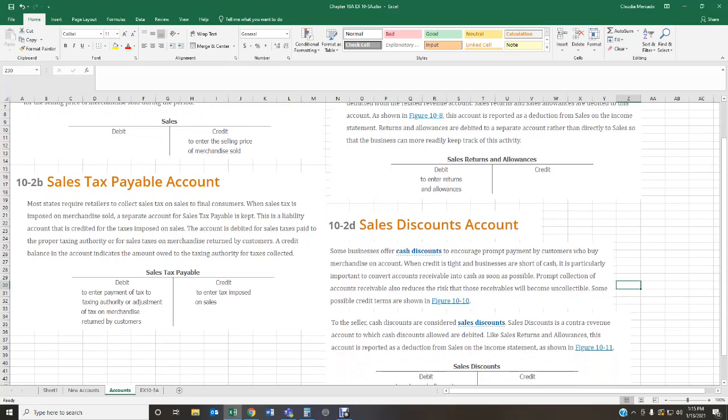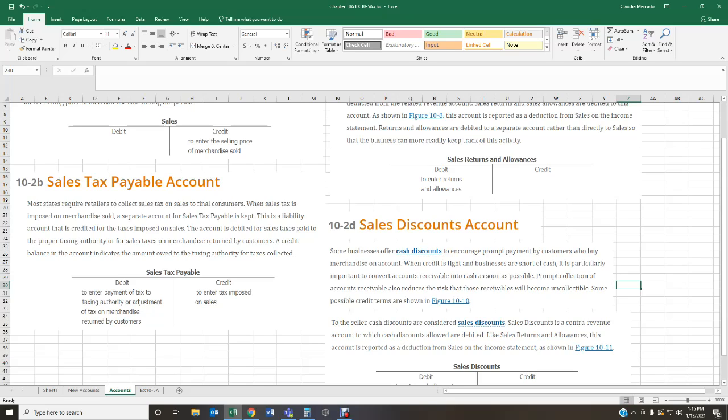So whenever we have sales tax and we collect it, you're going to enter the tax imposed on the sales as a credit. Now we debit the sales tax payable when we make a payment to the different taxing authorities, or when we have to make an adjustment because the customer returns something.